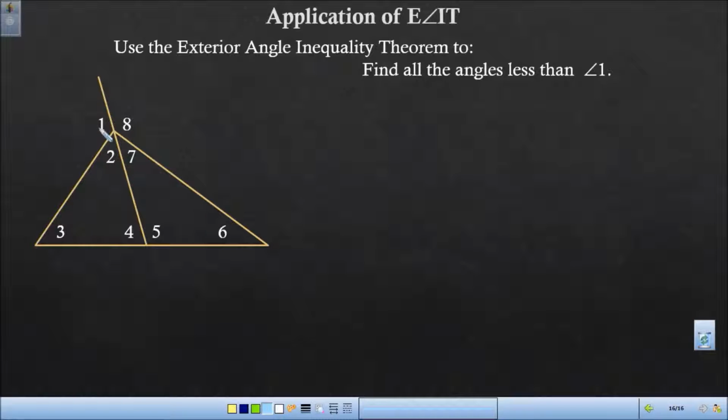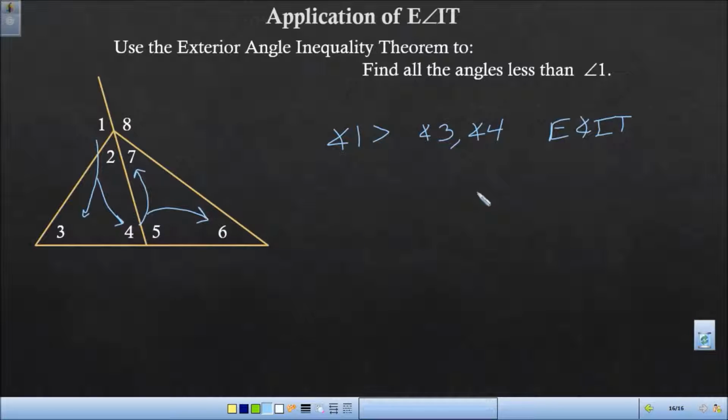Instead we say angle 1 is greater than angle 3 and angle 4. Angle 1 is greater than angle 3. It's also greater than angle 4 by the exterior angle inequality theorem. And then we note, hey, angle 4 is bigger than 7 and 6. And that means that in turn, angle 1 is greater than angle 7, and it's greater than angle 6.